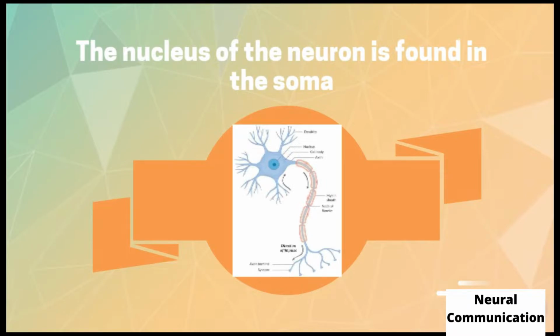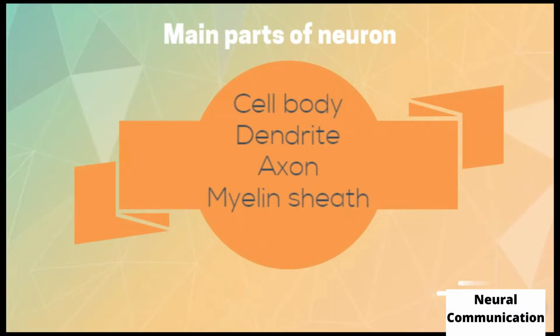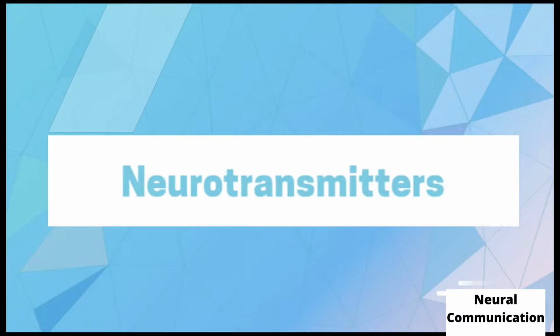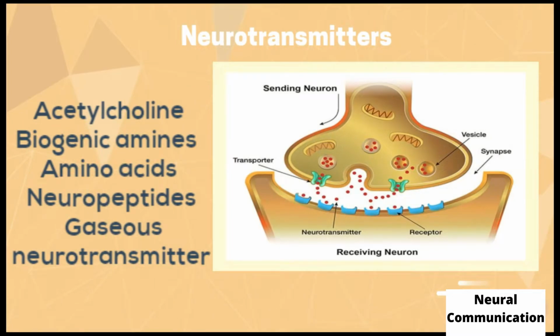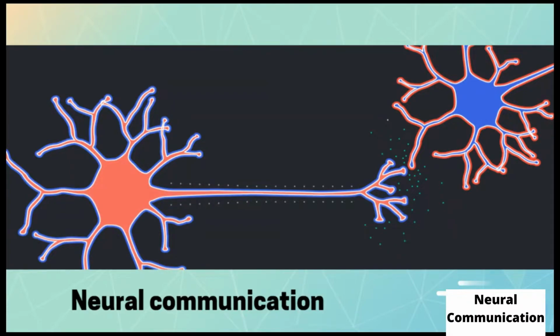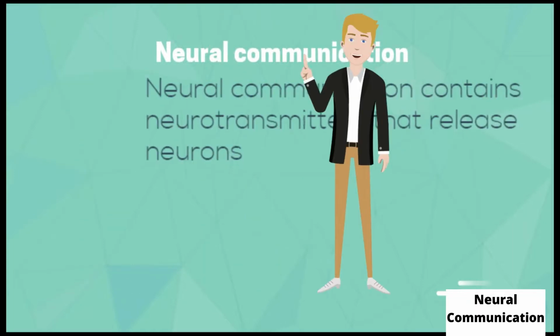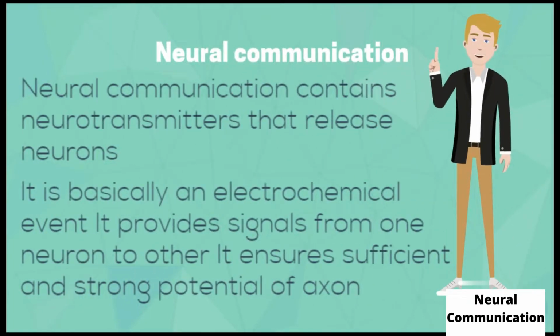Main parts of a neuron: cell body, dendrite, axon, myelin sheath. Neurotransmitters: acetylcholine, biogenic amines, amino acids, neuropeptides, and gaseous neurotransmitters. Neurotransmitters are chemicals that ensure neurotransmission. There are broad categories of neurotransmitters that act with chemicals and produce a major effect in nervous communication.